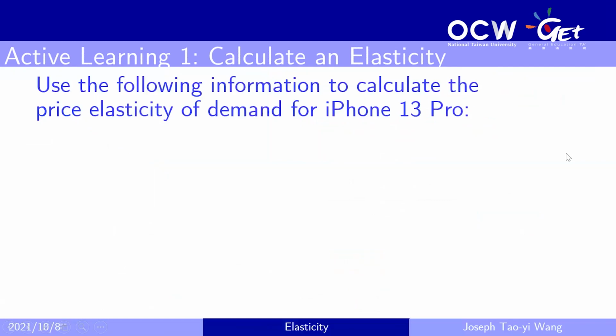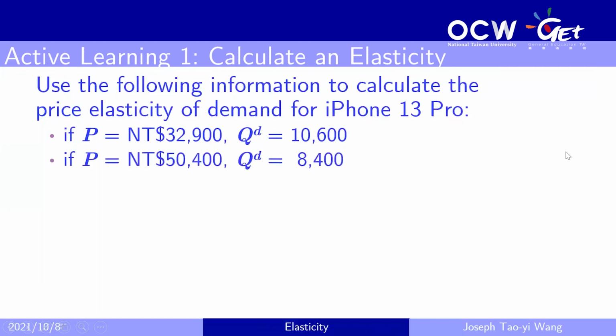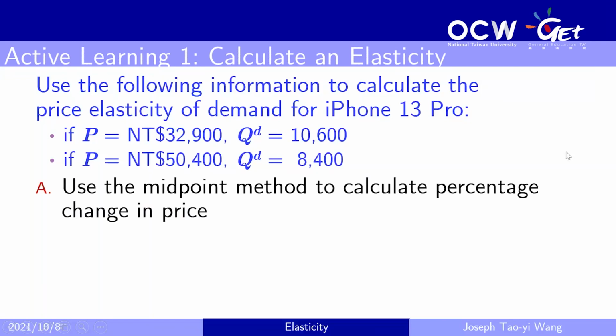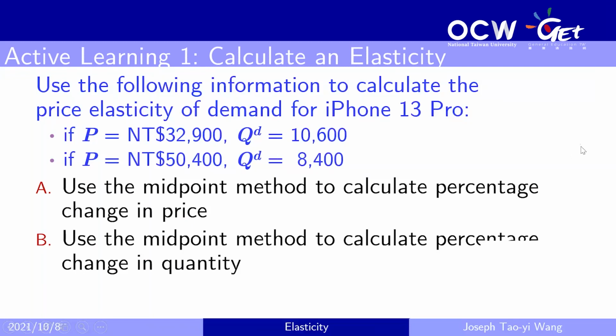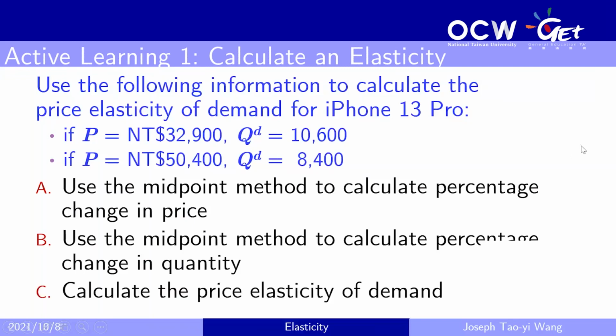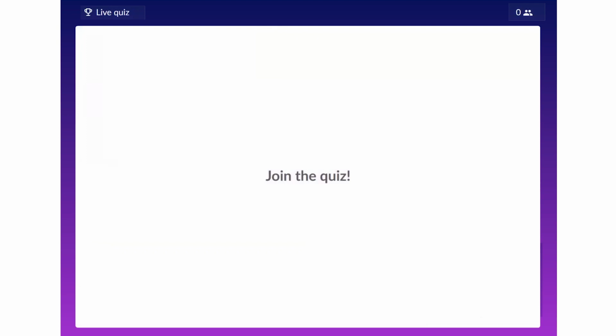Okay, so now let's try to do this. Use the following information to calculate the price elasticity of demand for iPhone 13 Pro. If the price is 32,900 NT dollars, quantity demanded is 10,600. And if the price is 50,400 NT dollars, quantity demanded is only 8,400. Then use the midpoint to calculate the percentage change in prices, the percentage change in quantity, and try to calculate the price elasticity of demand. All right, so prepare to join the quiz. You're allowed to use a calculator if you need that.